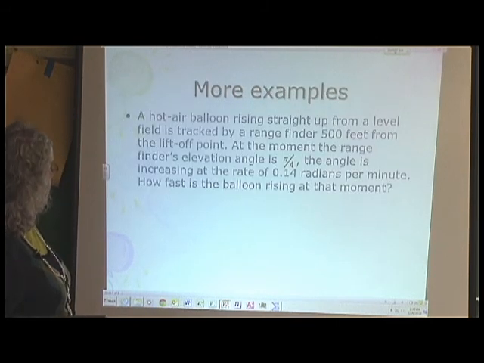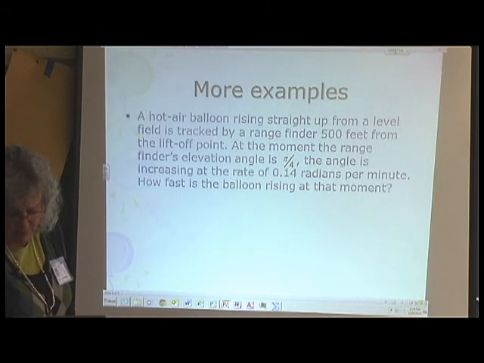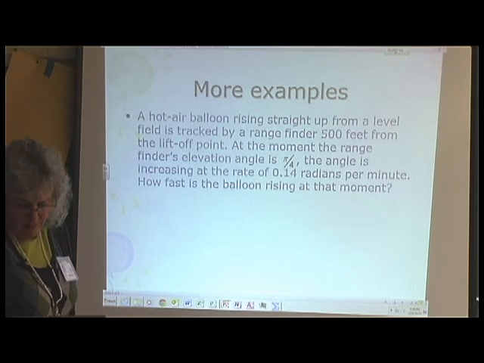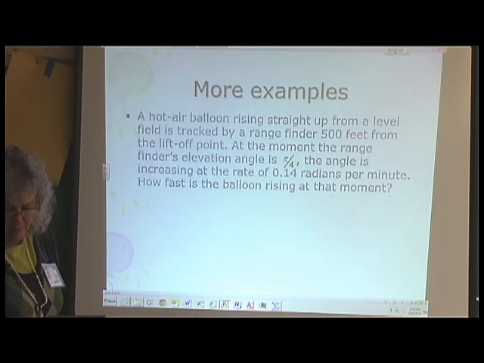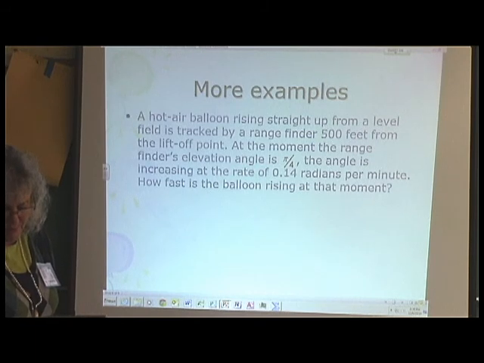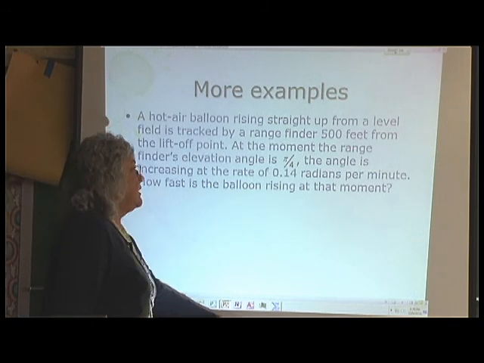We have a hot air balloon rising straight up from a level field, tracked by a rangefinder 500 feet from the liftoff point. At the moment the rangefinder's elevation angle is pi over 4, the angle is increasing at a rate of 0.14 radians per minute. How fast is the balloon rising?